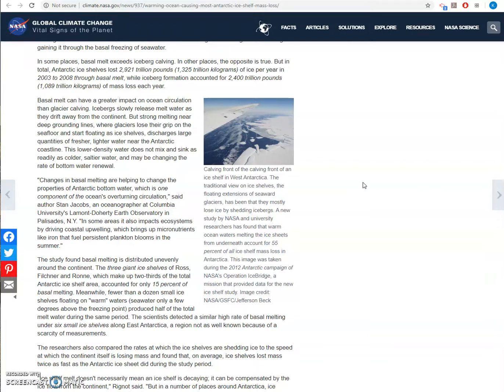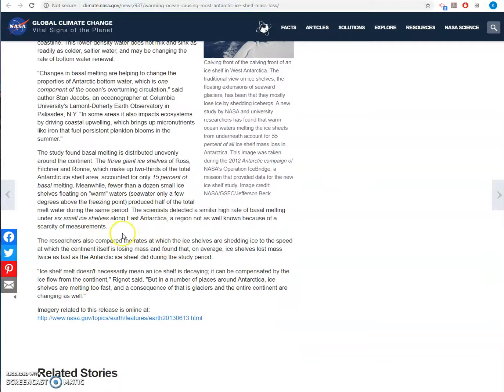Well, if you get warmer water coming up in these cold places and you melt away some of that cold ice, it changes the temperature, it changes the density, it changes the makeup of the water. It changes the way the water flows, which can then adjust weather around the world. Okay, so that's what this is talking to you about. So here you can see ice shelf melt doesn't necessarily mean an ice shelf is decaying. It can be compensated by the ice flow from the continent.